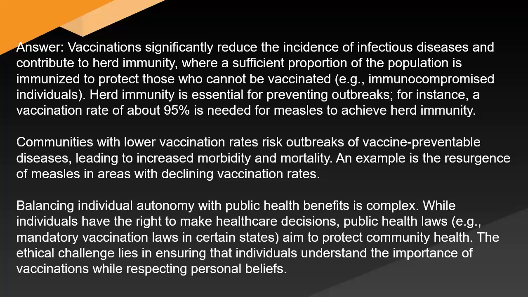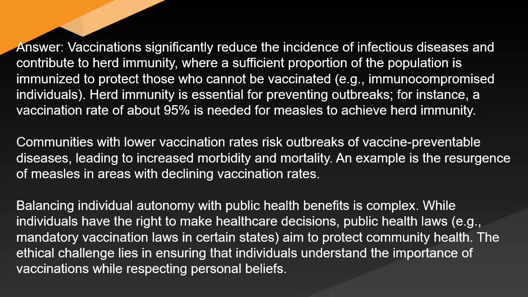Answer: vaccinations significantly reduce the incidence of infectious diseases and contribute to herd immunity, where a sufficient proportion of the population is immunized to protect those who cannot be vaccinated, e.g. immunocompromised individuals. Herd immunity is essential for preventing outbreaks. For instance, a vaccination rate of about 95% is needed for measles to achieve herd immunity. Communities with lower vaccination rates risk outbreaks of vaccine-preventable diseases, leading to increased morbidity and mortality. An example is the resurgence of measles in areas with declining vaccination rates.